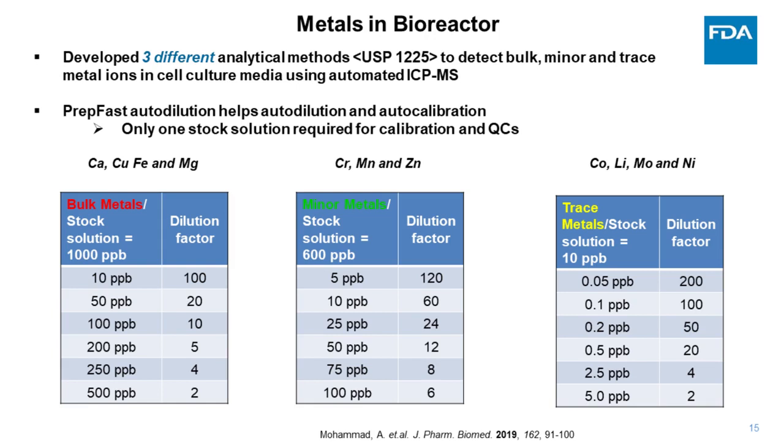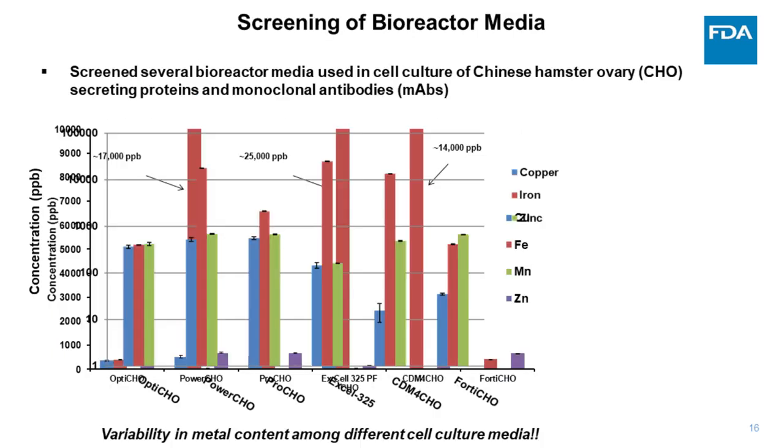With this methodology in place and with the PrepFAST's help, the first place to start for this project was to screen the commonly used chemically defined media in CHO cell protein culture production. So we chose these six media: OptiCHO, PowerCHO, ProCHO, Excel 325, CDM4CHO, and FortiCHO, as shown over here. And we used these three methods to screen for the metals.